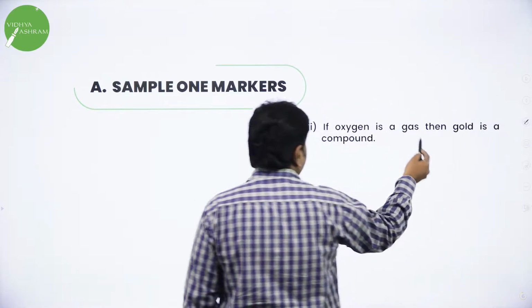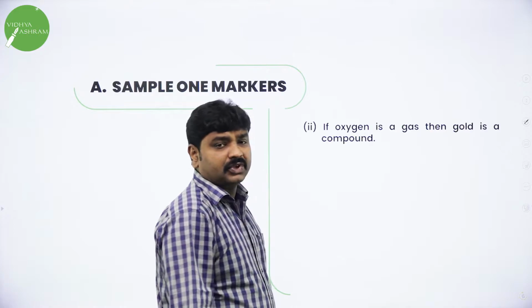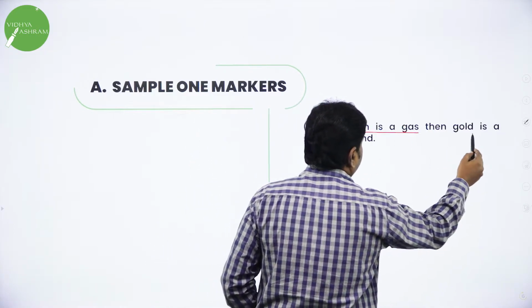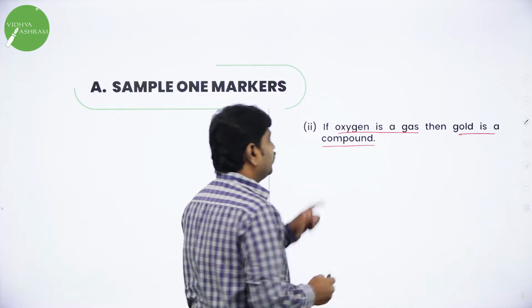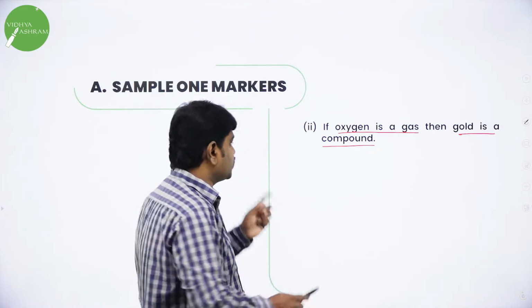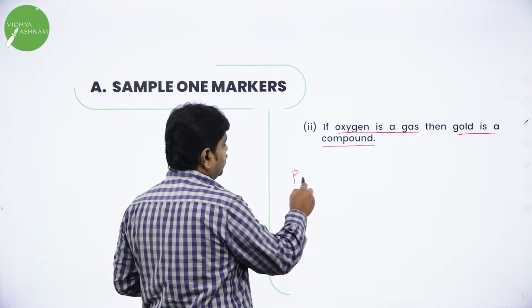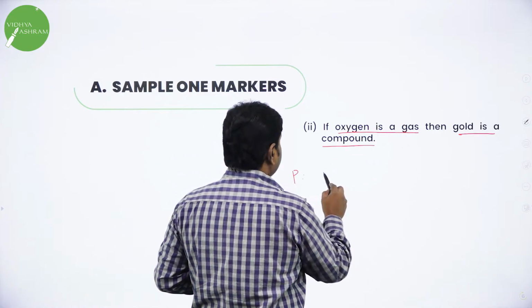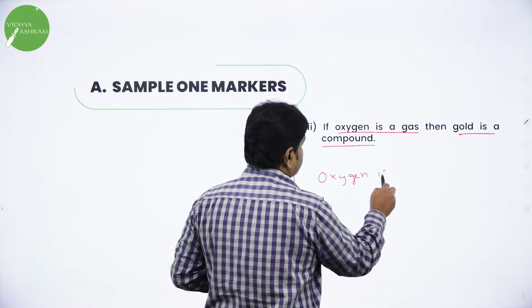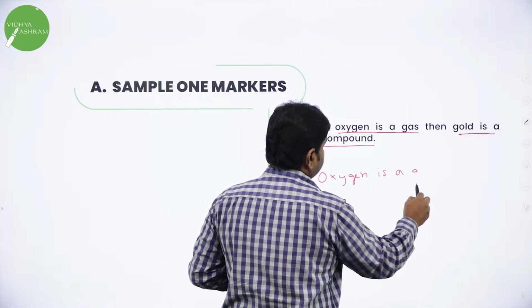If oxygen is a gas, then gold is a compound. So they gave a statement, if oxygen is a gas, then gold is a compound. Connective is if then. If P then Q. They have given if P then Q. First decide what is P. So first let me write P. P is what? Oxygen is a gas. P, oxygen is a gas. The first statement is oxygen is a gas.